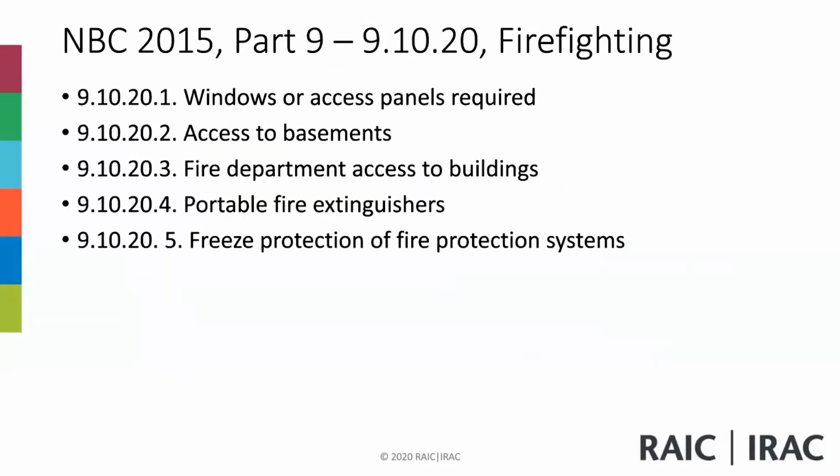In Part 9, for firefighting provisions, we have the requirements of 9.10.21: windows or access panels where they are required, access to basement for fire department access to buildings, portable extinguishers required in certain conditions, and freeze protection required for fire protection systems. So I can continue these. You can read these on your own, or we can go over some of them if you have any questions on any of the provisions related to those.